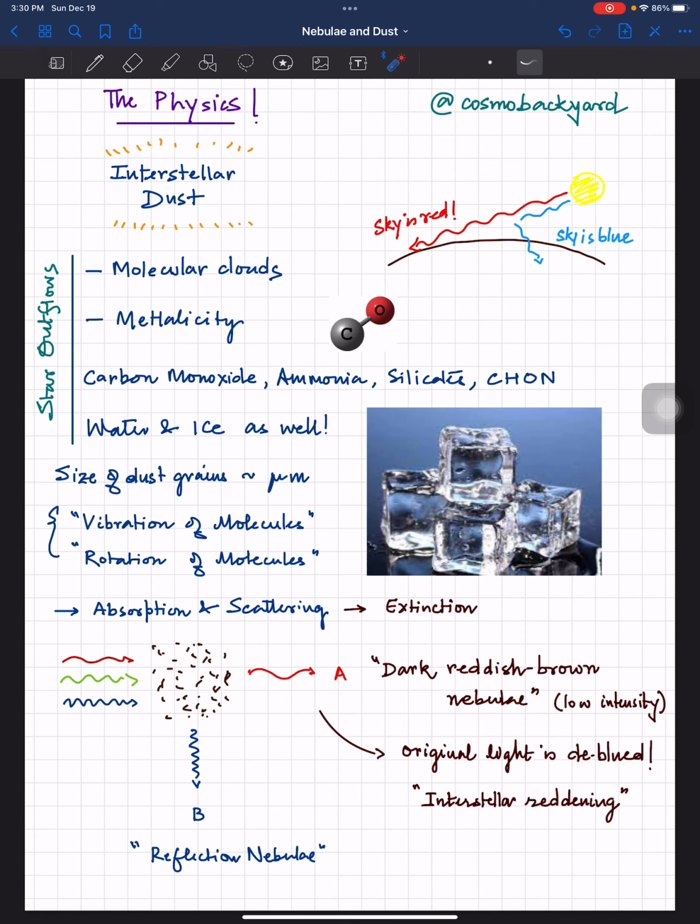Whereas when the sun is near the horizon, during sunrise or when the sun is setting, light has to go through a much longer path through our atmosphere, and only the red wavelengths get transmitted through that longer path. And that is why you see during sunrise and sunset, the sky appears red. That is the atmospheric effect of the reddening of the sky, which is similar to the interstellar reddening which we see over here. So that's the physics of interstellar dust, and of when we see the dark brown nebulae, and when we see the blue reflection nebulae.